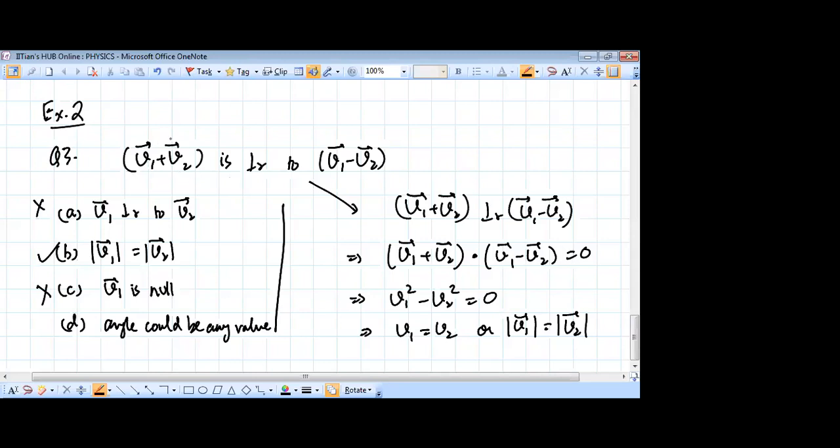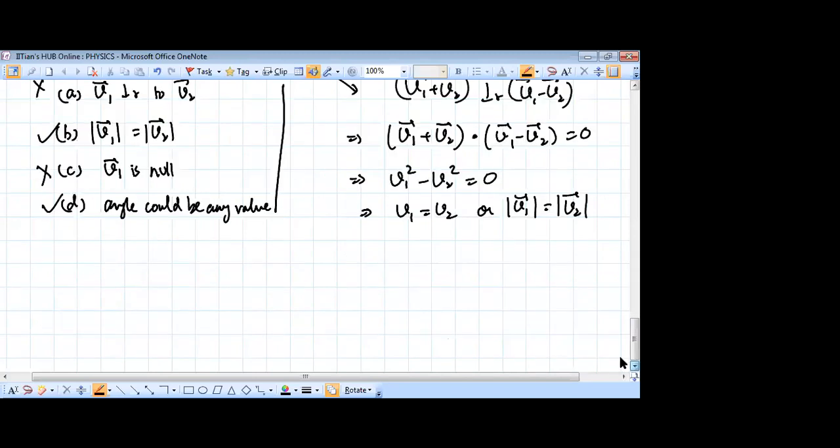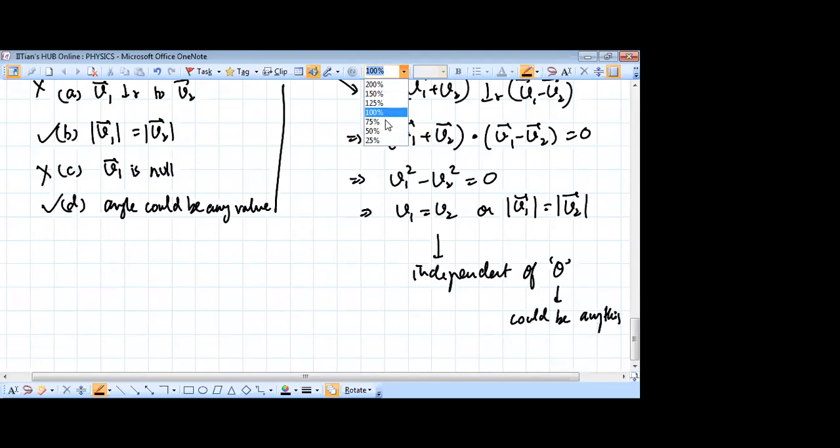If V1 was a null vector, then V1 plus V2 is plus V2 and V1 minus V2 is minus V2, so they would be opposite vectors. So now let's pay attention to why this one is correct. Because this result is independent of theta, the angle between them. So theta could be anything. It doesn't matter, but still this will happen according to this solution.